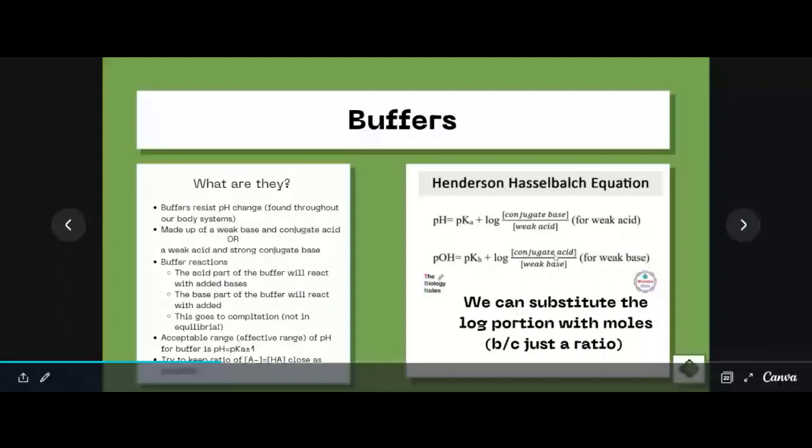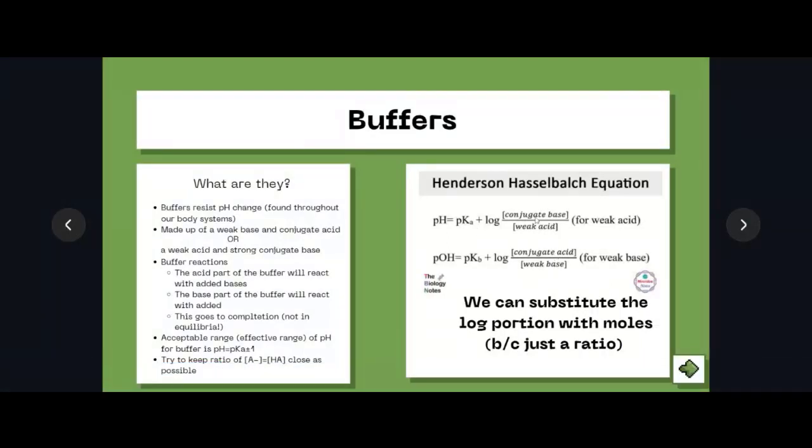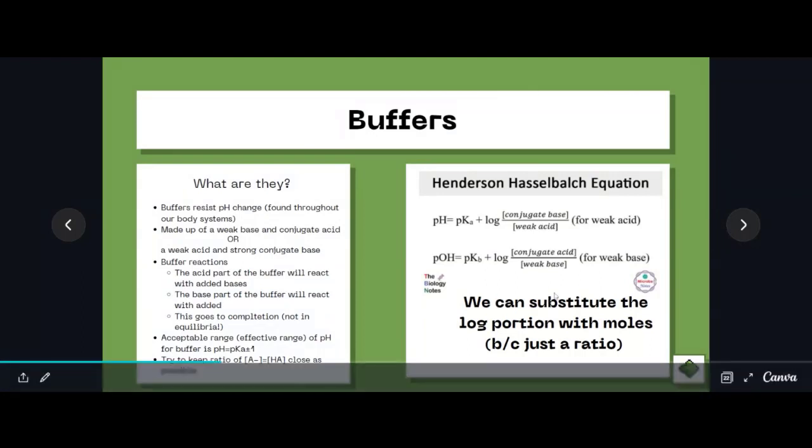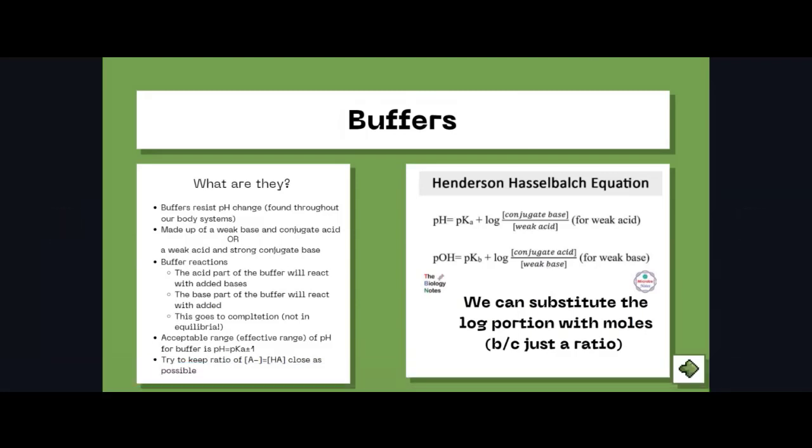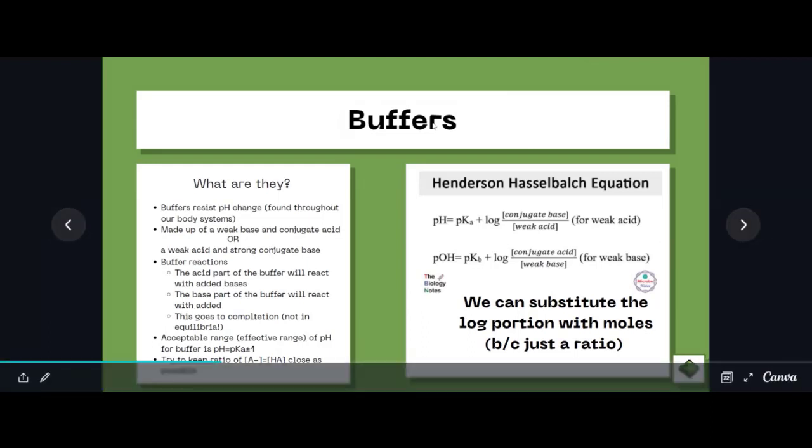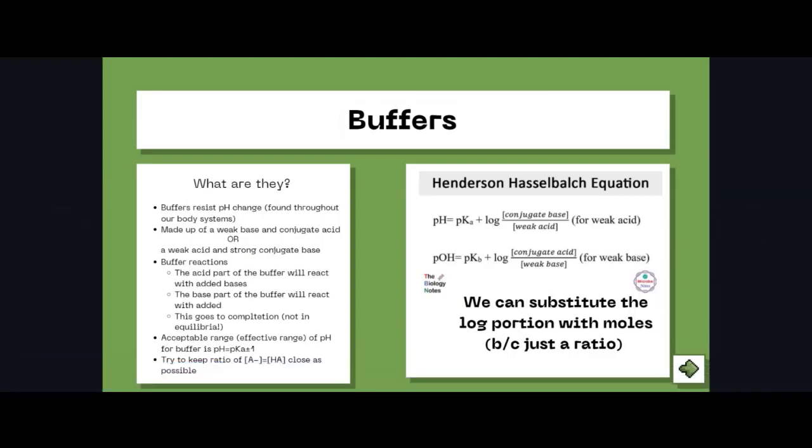Something about this equation that's easy to mess up is forgetting which is which. If you have a pKa, there's a conjugate base over the weak acid. However, for the pKb equation, you have a conjugate acid over the weak base. So it's really important that you don't mess that up. We can also substitute the log portion with moles because it's just a ratio, right? So it doesn't matter if you use moles or concentration. They'll cancel out because it's just the ratio of the two. I think that's pretty much it for this slide.